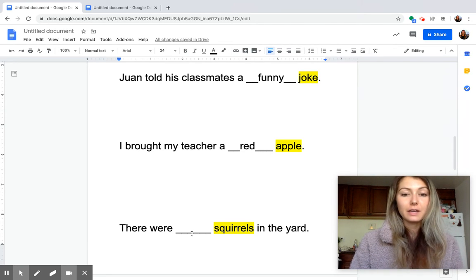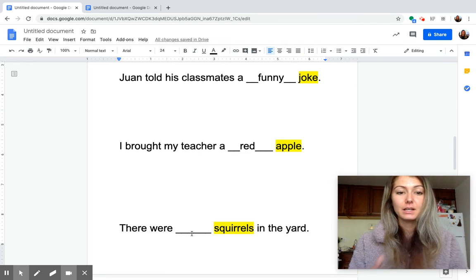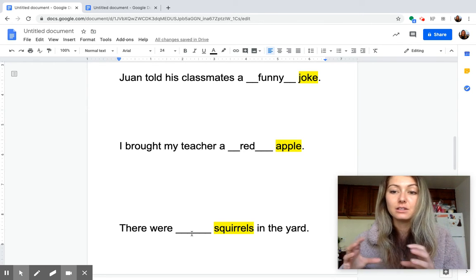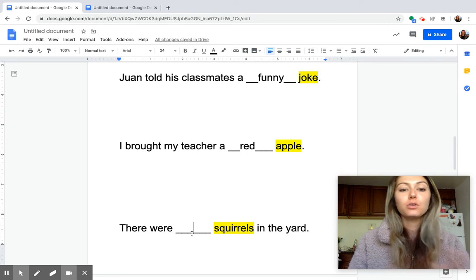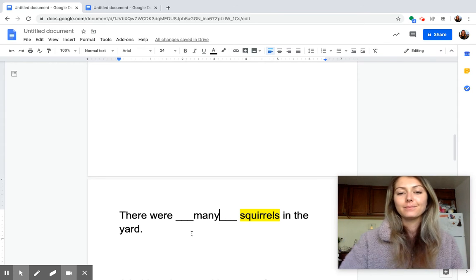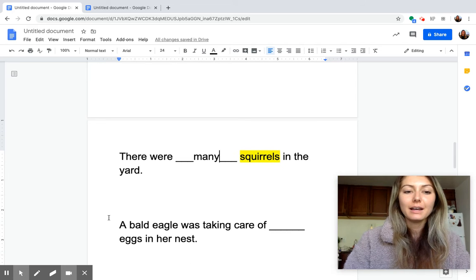I remember from our video yesterday that we can talk about the number of squirrels, and talking about the amount of something can actually be an adjective. So we could say there were many squirrels in the yard. If there were like 5 squirrels in the yard, we could say there were 5 squirrels in the yard. We can say there were multiple squirrels in the yard. We can use different adjectives that describe the amount of squirrels. So Ms. Metz is going to say many. There were many squirrels in the yard. You could say there were a lot of squirrels in the yard. We're going to move to our next example here.